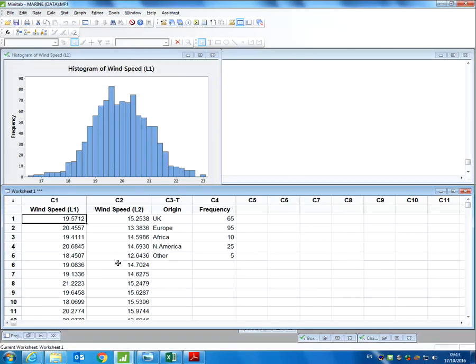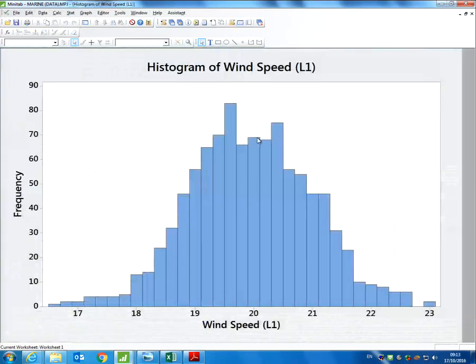Okay, so I've produced a histogram. And we know from our computer practical what the histogram tells us, don't we? I've hovered my cursor over one of the bars and it says value equals 69, 19.9 to 20.1. What does it mean? It means that 69 of the wind speeds are between 19.9 and 20.1. Okay? What else can we say about the data?